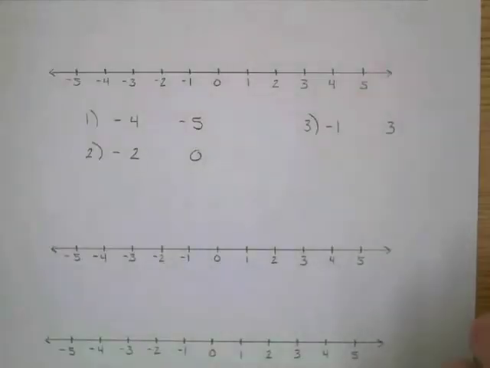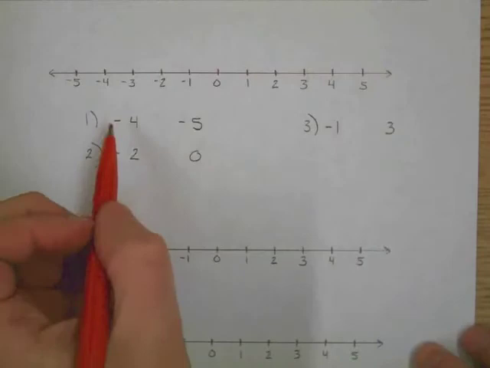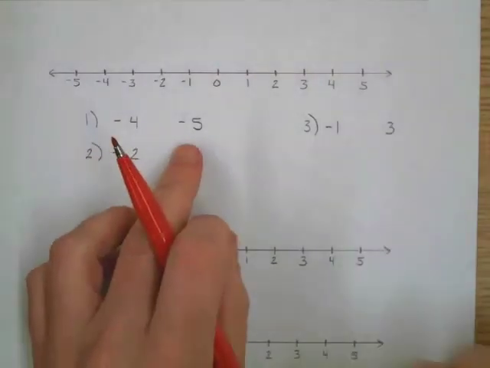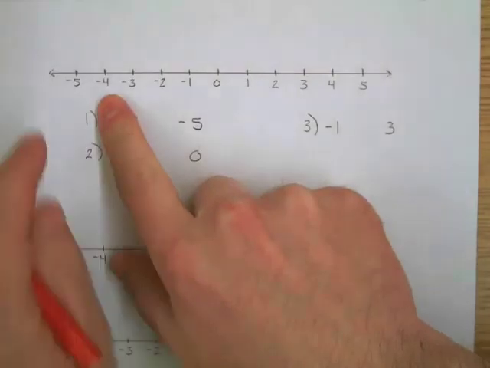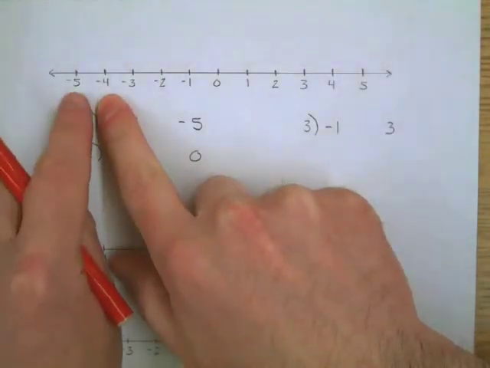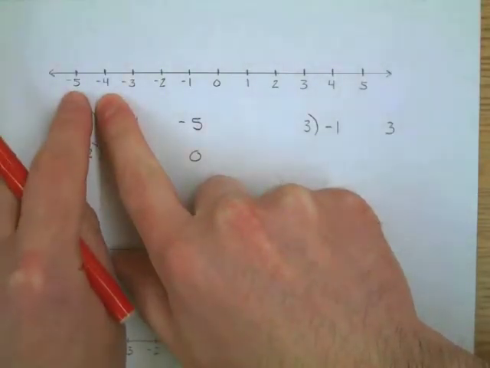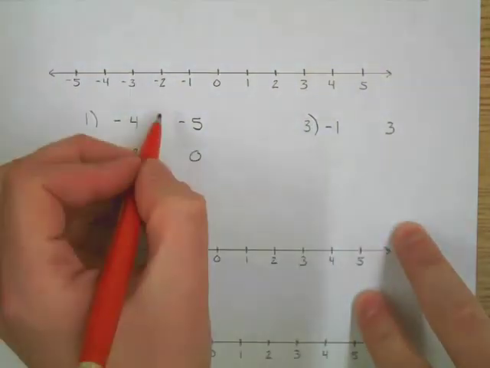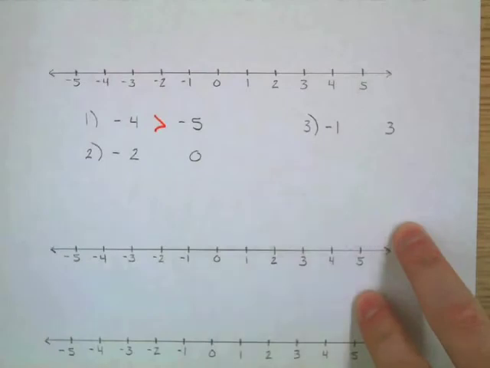Solutions for page 600, numbers 1 through 6. Number 1 is asking you to compare -4 and -5. Here's -4 on my number line, and here's -5. -5 is further to the left than -4, so we would say that -4 is greater than -5.